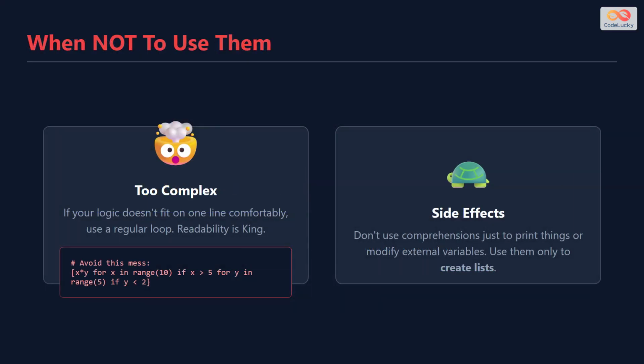A word of caution: just because you can fit it on one line doesn't mean you always should. If your logic involves nested loops or complex conditions that make the line hard to read, stick to a normal loop. Code is read more often than it is written, so prioritize readability.